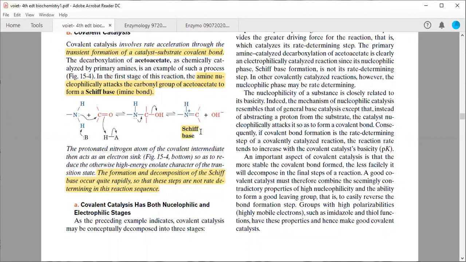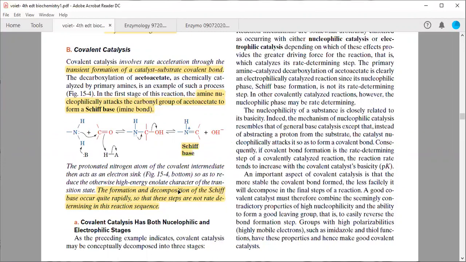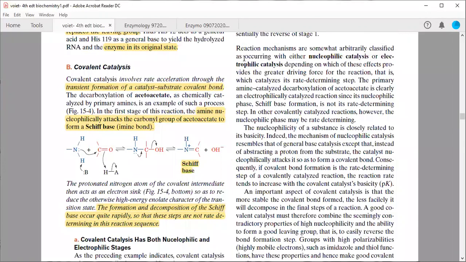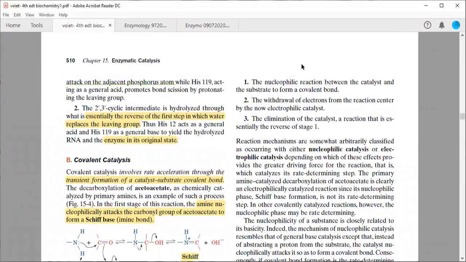Then this Schiff base is being degraded. The formation and decomposition of this base occur quite rapidly, so these steps are not the rate-determining step in the reaction sequence overall. Now we will look at how this covalent catalysis actually happens. What are the basic steps?